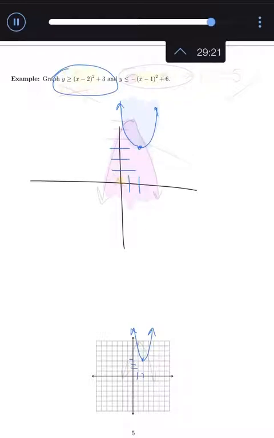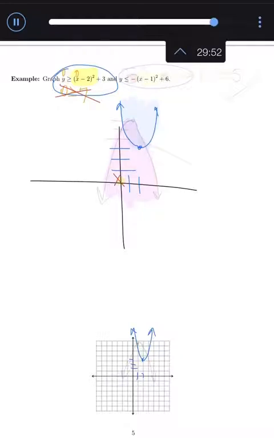Let's test 0, 0, seeing as it's not on our graph. So plug in 0 for y and 0 for x. What will happen is you'll end up with 0 is greater than or equal to, for this first part, a negative 2 squared, which is 4, plus the 3 that's on the outside, which is a total of 7. Is 0 greater than or equal to 7? Absolutely not. So 0, 0 does not work.